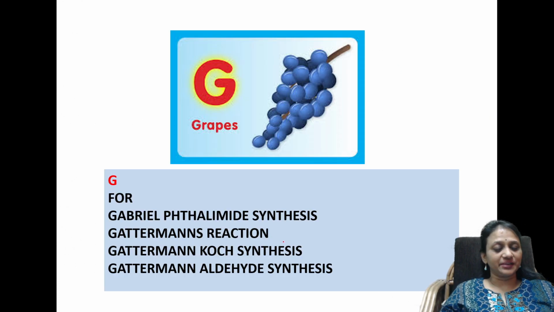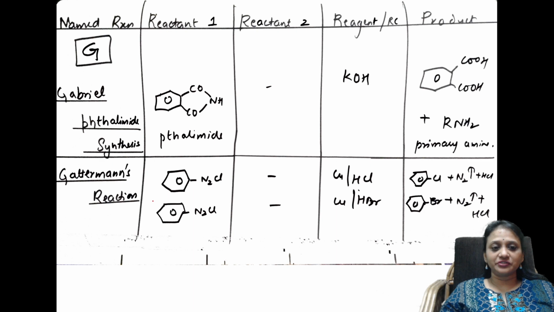G stands for grapes now. G stands for Gabriel phthalimide synthesis, Gattermann's reaction, Gattermann-Koch reaction, Gattermann aldehyde reaction. So all the reactions I have written. Phthalimide also I have mentioned here. Gattermann's reaction also I have mentioned.